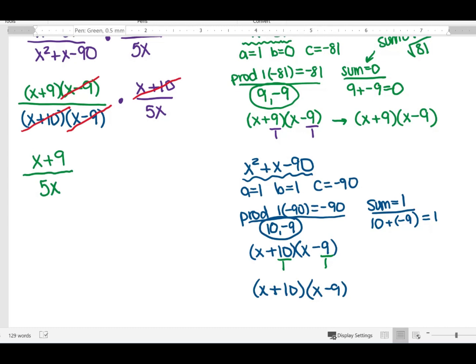Remember that we cannot take these x's apart. We can't take those out. The top one's in a relationship, although the bottom one is single. And because there's nothing else that can be simplified, we have our final simplified answer of x plus 9 all over 5x.